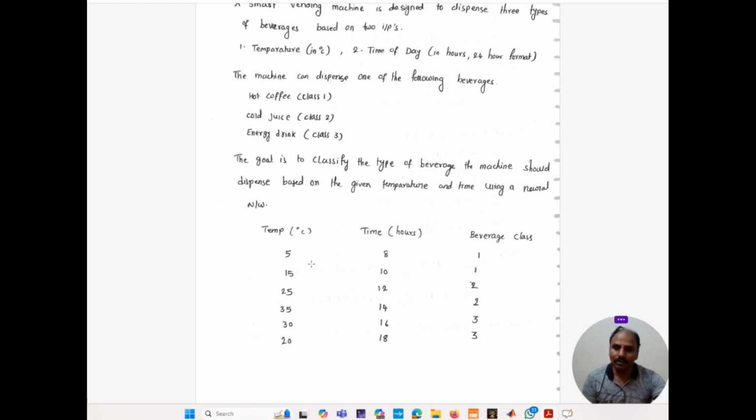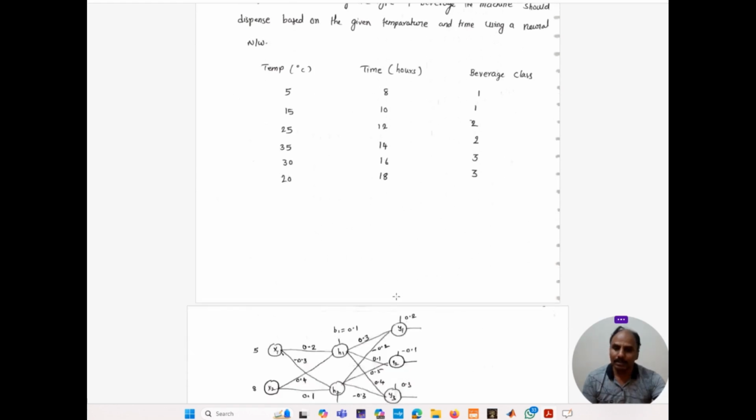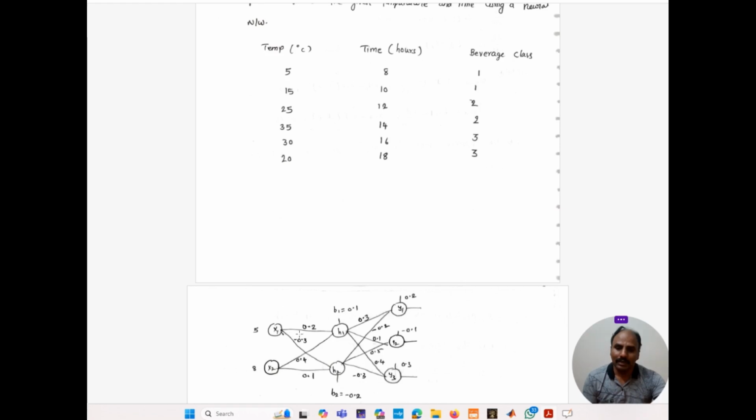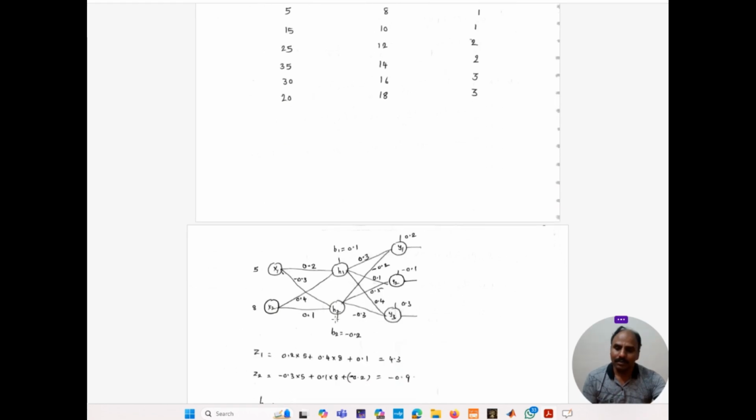Now we are going to train our multi-layer neural network based on this data. For the first sample I am taking 5, 8, that is, temperature is 5 and time is 8, and these are the weights. The weights I have taken randomly: W11, W12, W21, W22, WO1, WO2 like this. All the weights and biases I have taken over here.